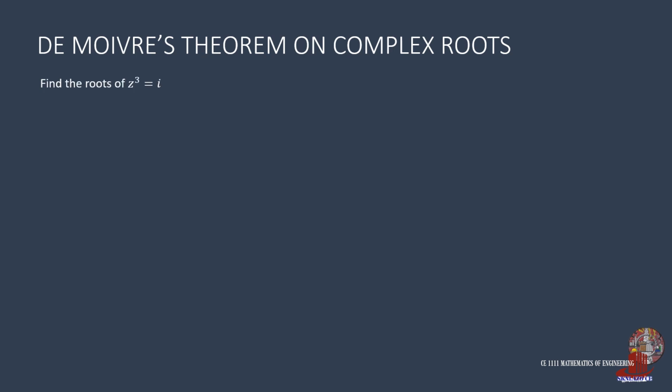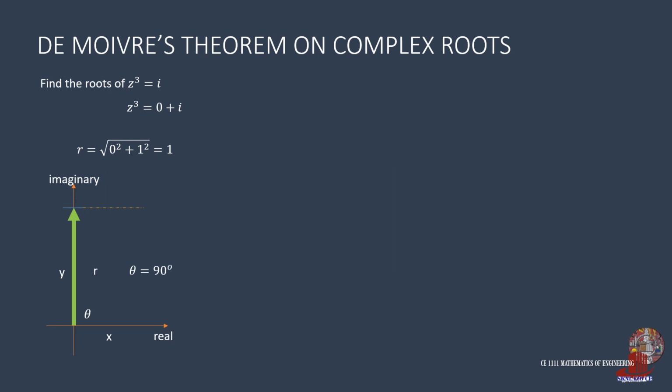The next example requires the complex roots of I. The complex number can be interpreted as 0 plus I. So the modulus is root of 0 squared plus 1 squared, which is still 1. Illustrating the vector shows that it is pointing upwards, so theta is taken as 90 degrees. With degrees used, the equation applied is the one with 360 degrees for one revolution. Use n as 3, and k values are 0, 1, and 2.